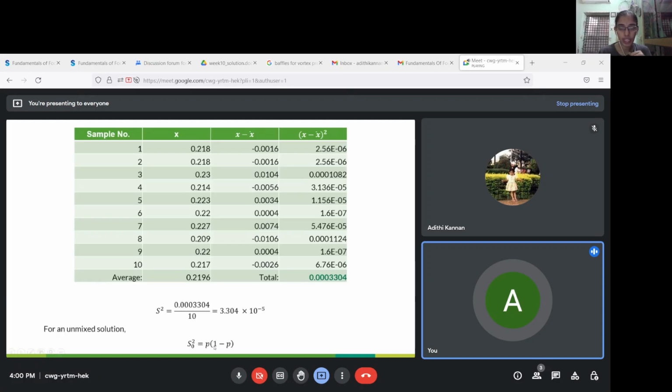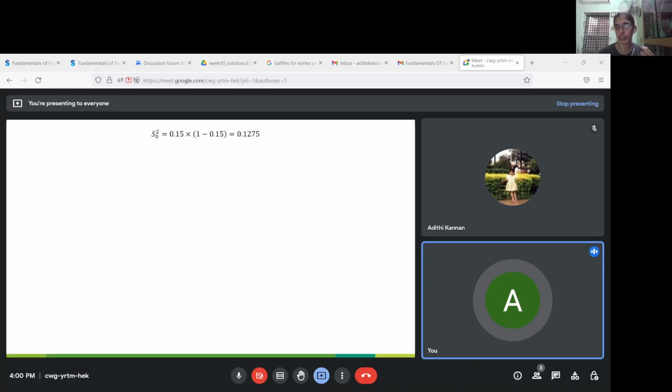So S naught square is equal to P into 1 minus P, which is the fractional component of the material that you are looking for at time t equal to 0. So P is equal to 0.15, and if you substitute this in S naught square, you get 0.15 into 1 minus 0.15, which is equal to 0.1275. So this is your variance at time t equal to 0.